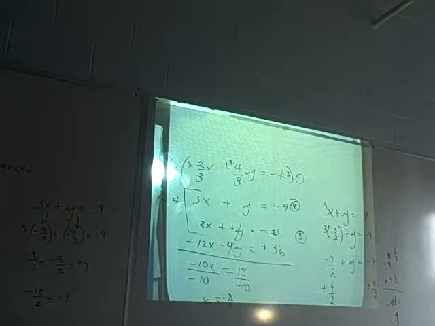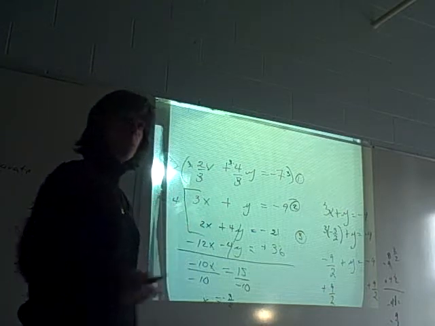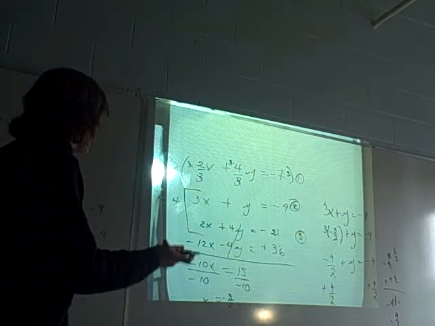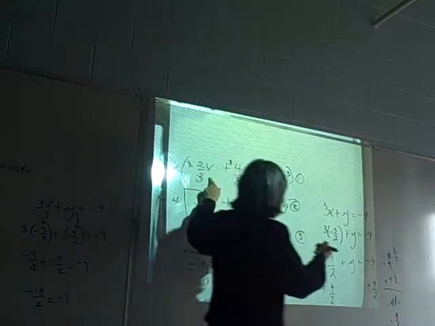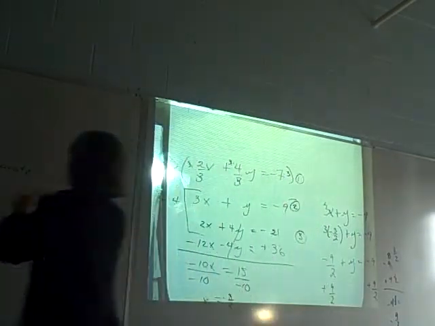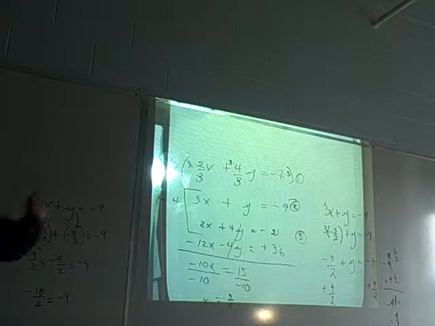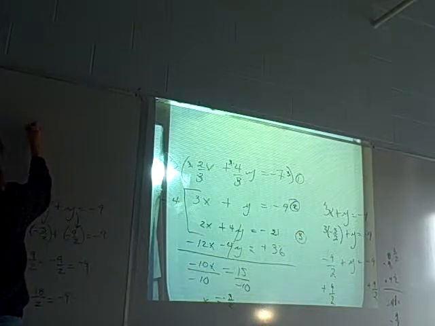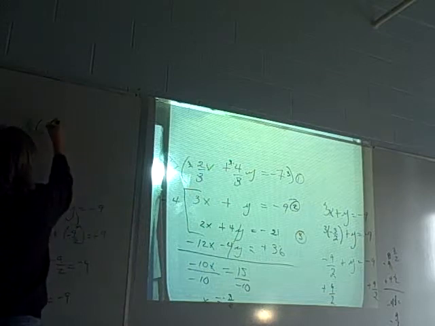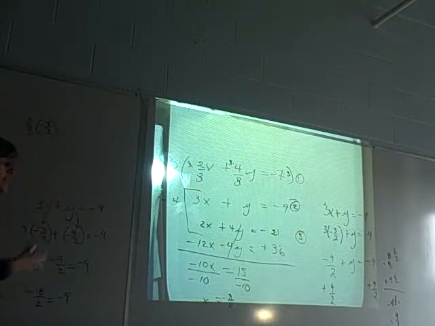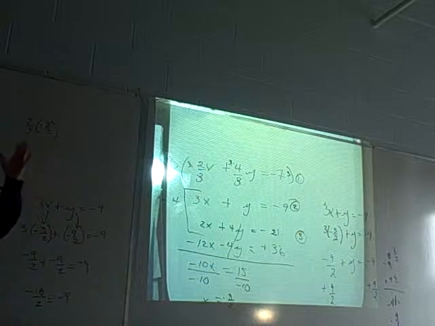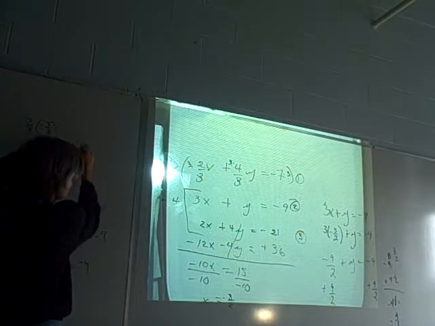Would you have to plug it in to the other one too? I could, yes. I solved a system of equations. I plugged it in once. I could do it into the other one. The original equation was what? 2/3 times x? Oh boy, look at that. These are so neat. And then what was the other one?